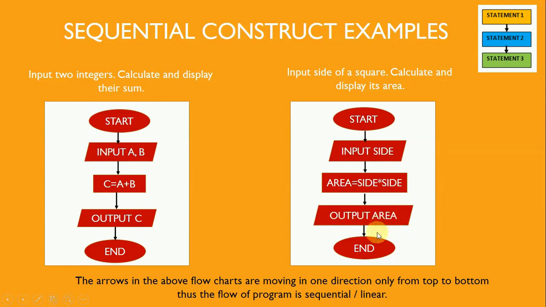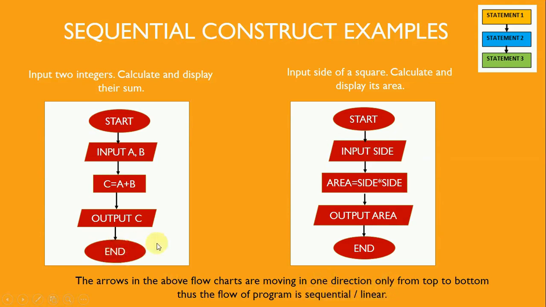Now this is the end of my flowchart, and so I will put this end symbol, which indicates the end of the flowchart. In both the flowcharts, you can see the arrows are moving in one direction only, from top to bottom. Similarly, in this flowchart also, all the arrows are moving from top to bottom. Thus, the flow of program is sequential or linear.